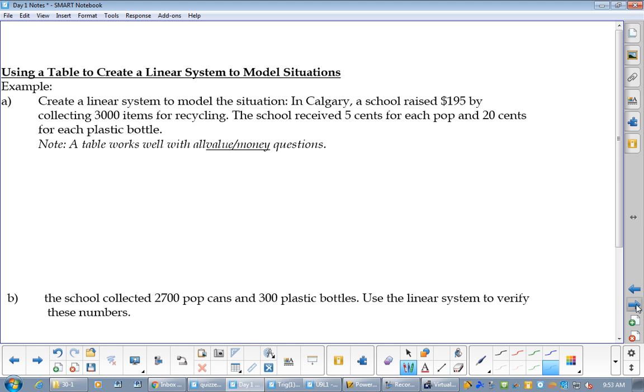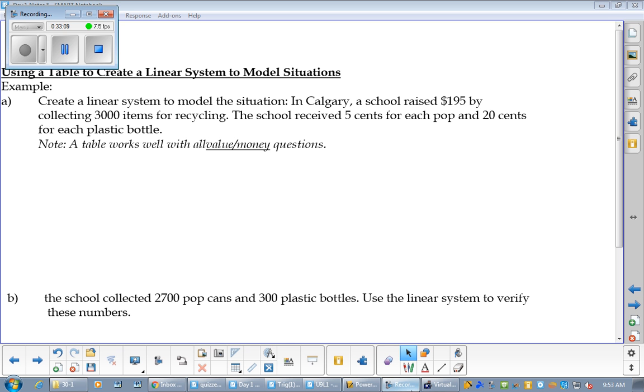Okay? Now, a table works well, but sometimes tables work worse for some people. I just want you to take 2 minutes. Do it wrong. Who cares? Struggle through this one and come up with 2 equations. And I'm just going to pause this. I want you to struggle through this.